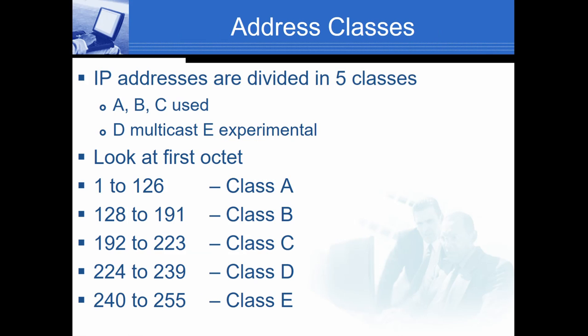We're talking about classes. Now, we don't really use classes much anymore because they are really a waste of IP addresses. Everything is done now through CIDR notation. But if you have a company or a situation where you need classes, remember you just look at the first octet. If it's from 1 to 126, it's Class A. 128 to 191 is Class B, 192 to 223 is Class C, 224 to 239 is Class D, which is multicast, and 240 to 255 is for future use. Notice there's no 127. That's because it's reserved for loopback.